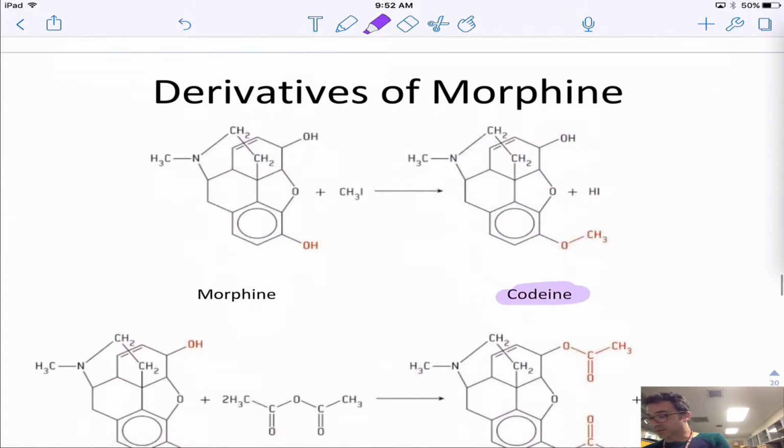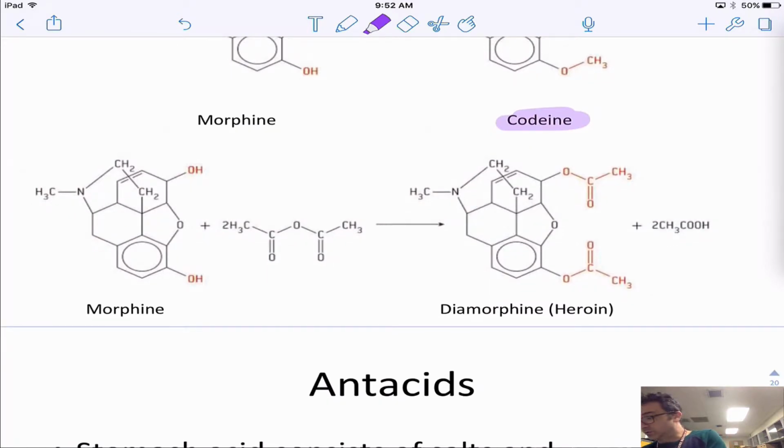Now, if we take morphine and we alter the two hydroxyl groups and make them into ester groups here, this makes a much more powerful form of morphine called diamorphine, the street name of which is heroin. And this drug is extremely powerful compared to morphine. It passes through the blood-brain barrier much more readily, and it has a much more intense effect. And really, heroin is not used therapeutically. It is used, unfortunately, recreationally, and people become very addicted to it.